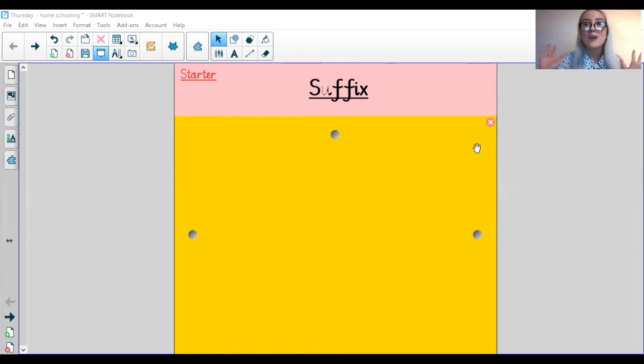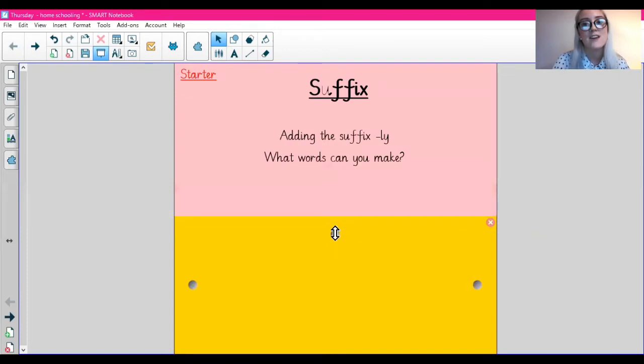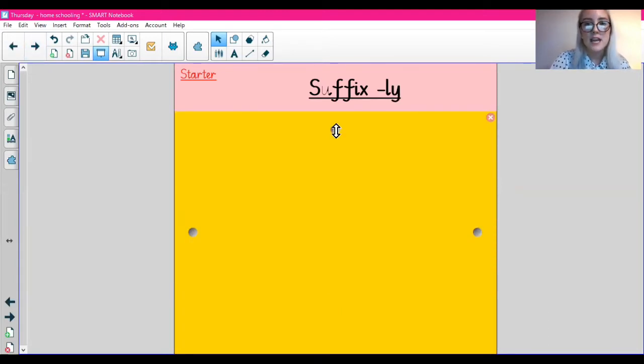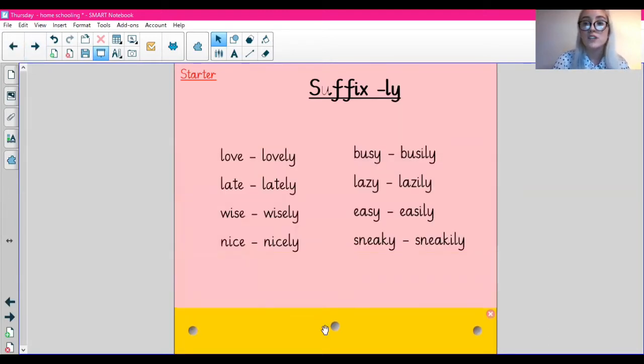But before we start, let's have a go at today's starter, which is looking at another suffix. Remember, a suffix is a group of letters that go at the end of a word. Good. So our suffix today is ly. Now, ly words are usually adverbs. We looked at adverbs on Tuesday.